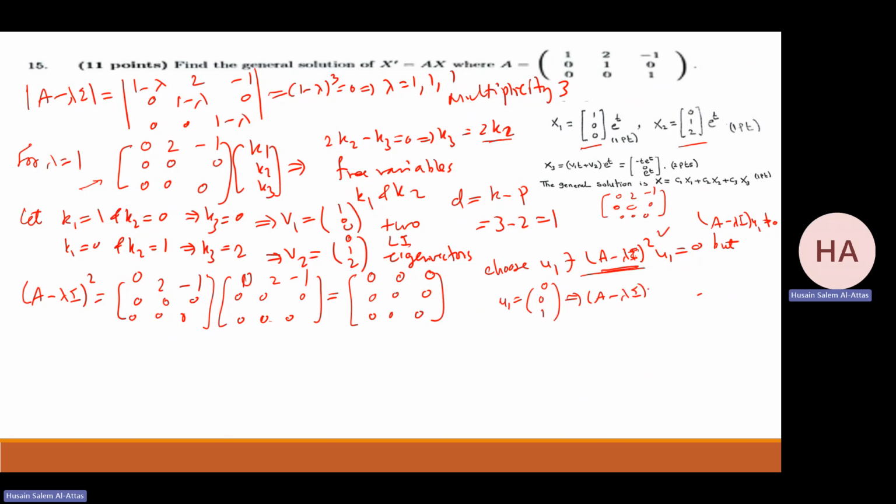A minus lambda I times U1 will be what? 0, 2, minus 1, 0, 0, 0, 0, 0, 0, times 0, 0, 1. This one times this one will be minus 1, 0, 0. So it's not the zero matrix. So this is okay. Now what will be U2? U2 will be A minus lambda I times U1.